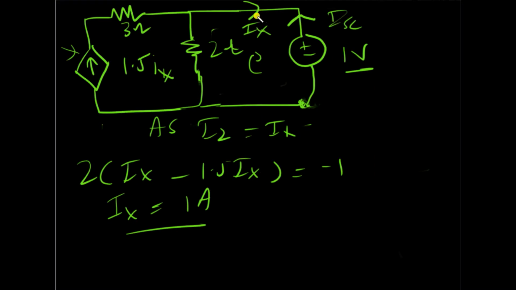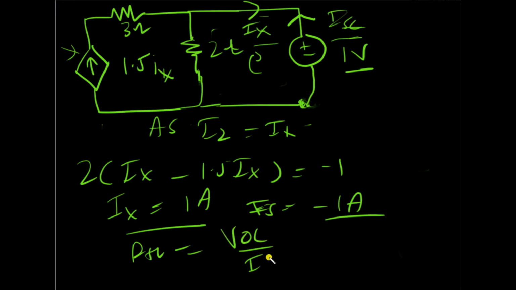ISC is in the opposite direction of Ix, so ISC would be minus 1 amp, but it makes no difference if it's a negative or a positive current because it's just assumed to be going out. So R Thevenin would be the positive of VOC divided by ISC. In this case, VOC is the test source, 1 divided by 1, and that means 1 ohm. So this is how you can use any test source, a voltage source or a current source, in the terminals where you desire to find R Thevenin. This method would only be used if there are no independent sources in a circuit.